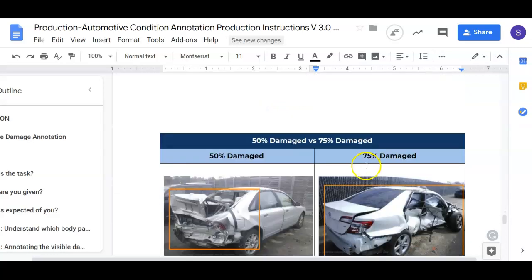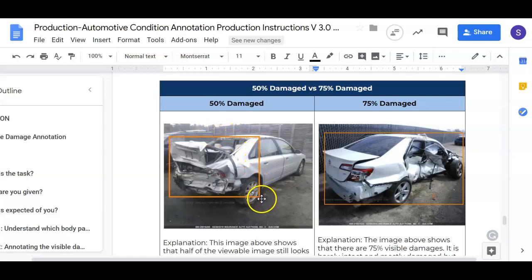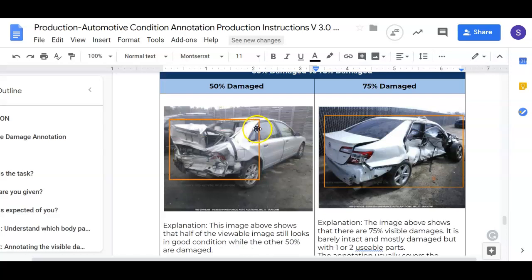Now, another thing that we want to look at is 50% damage versus 75% damage. Okay, so 50% damage is basically, you see here, this whole part here has been damaged heavily, okay. All right. So then 75% damage, obviously you will have interior and exterior heavily damaged, okay. So visible damage, this part here makes it 100%. Obviously this part here is 50%. I'm not talking about the other side, because you cannot see the other side, so you cannot assume if there is damage or not, okay.